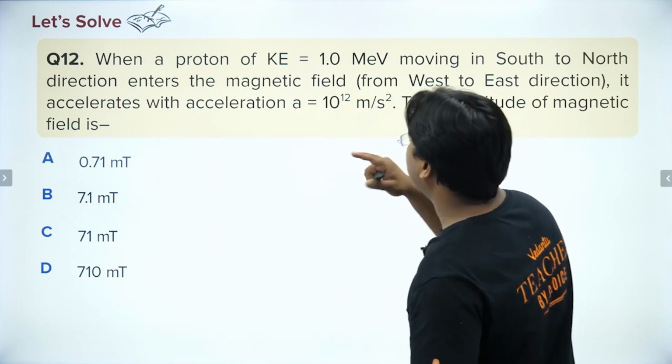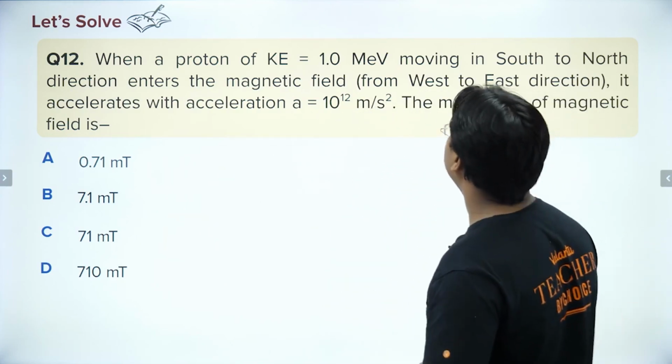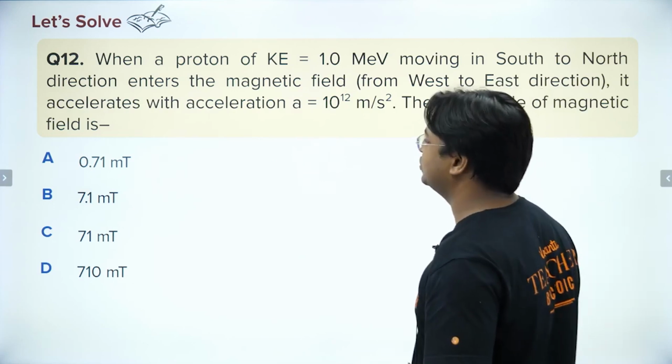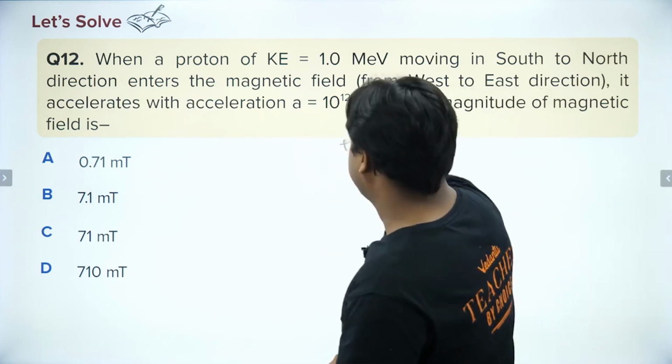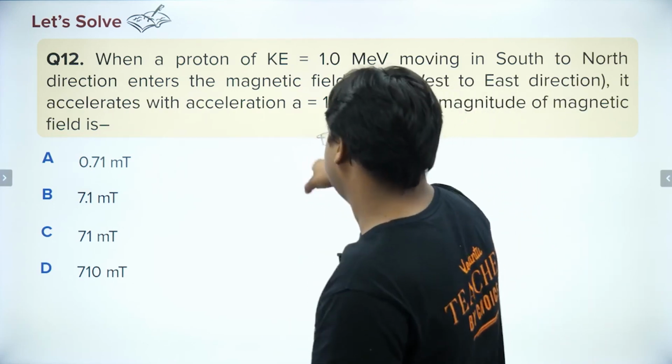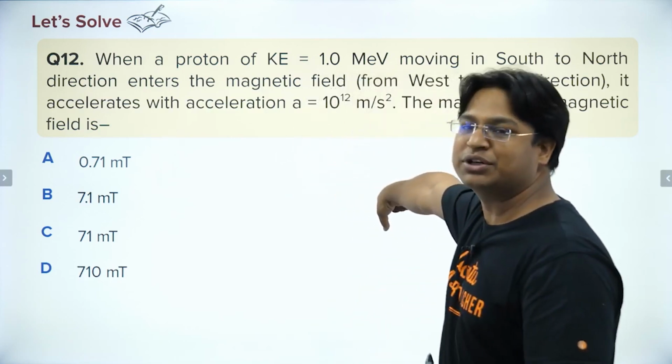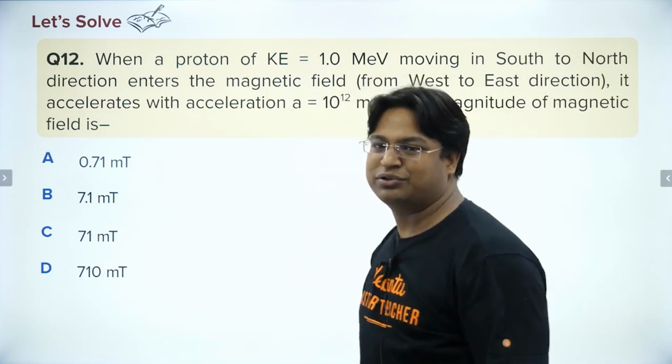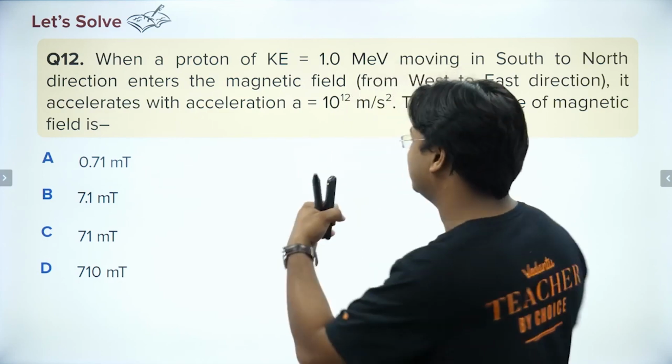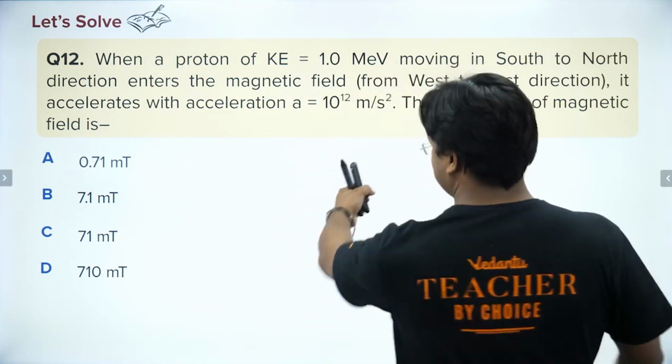The question says that when a proton of kinetic energy 1 MeV is moving south to north. So let's say this direction is north, right? The board direction is north. My hand is pointing towards north. The camera is in south. So south to north is this direction.